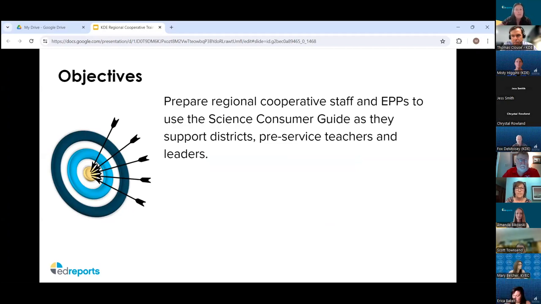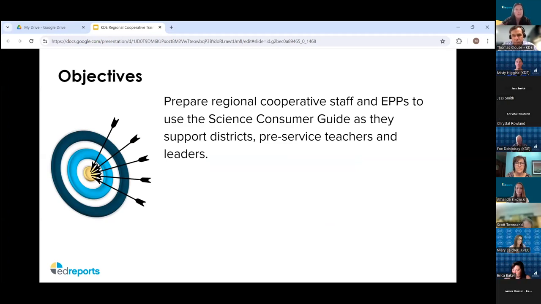Today, we'll spend most of our time providing an overview of the content in the consumer guide and walk you through several tools that you can use and share with people that you support. By the end of today, you will have a customizable presentation deck, training materials that you can use in the field when working with the districts, the pre-service teachers and leaders that you work with. This will also help emphasize the importance of high-quality instructional resources.